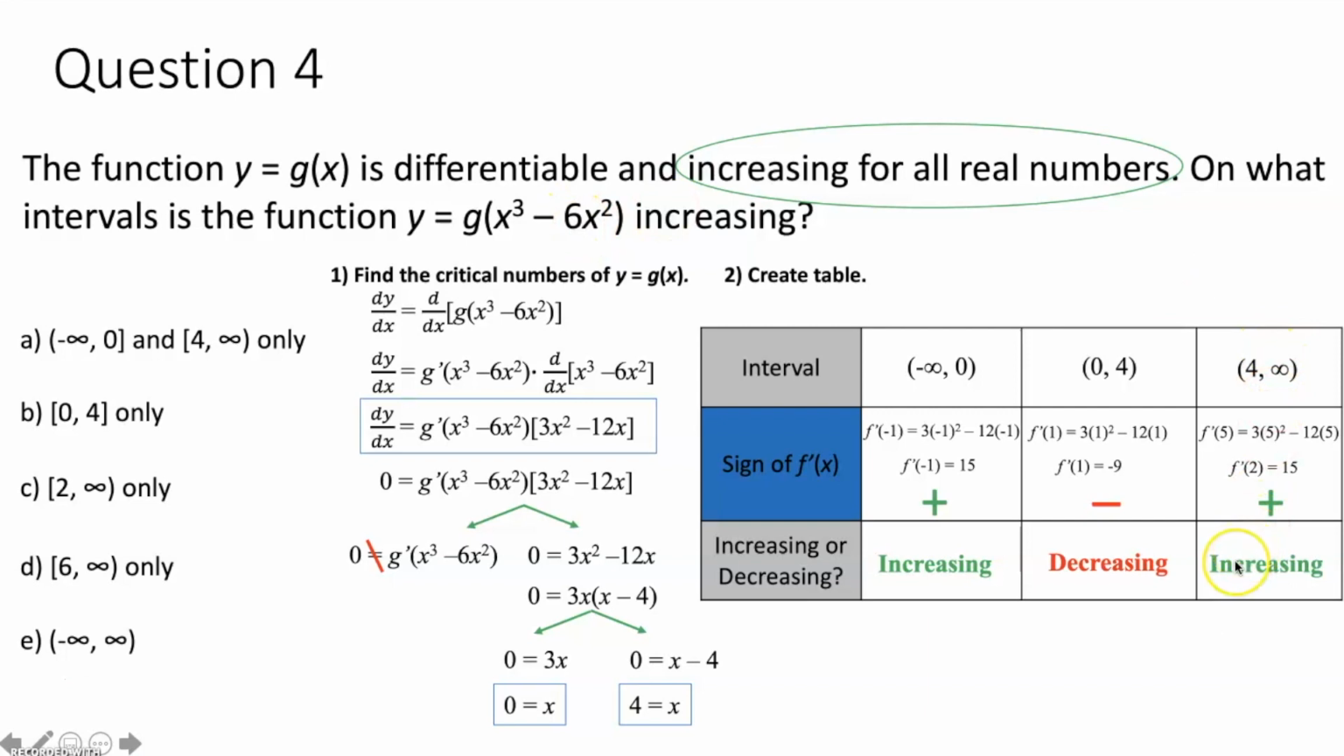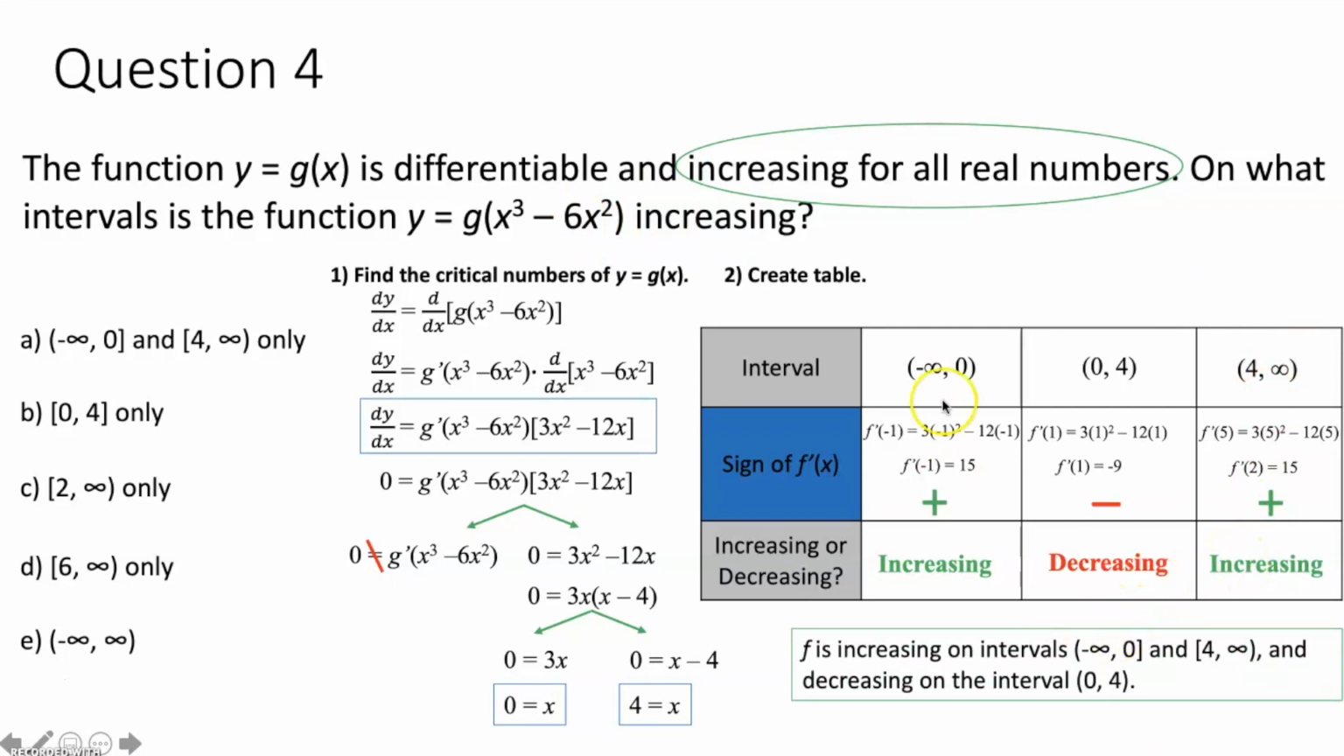Therefore, the function is going to be increasing on the intervals from -infinity to 0 and 4 to infinity, and they will be decreasing on the interval from 0 to 4. Therefore, we can say that our answer is going to be A over here, and we're done.